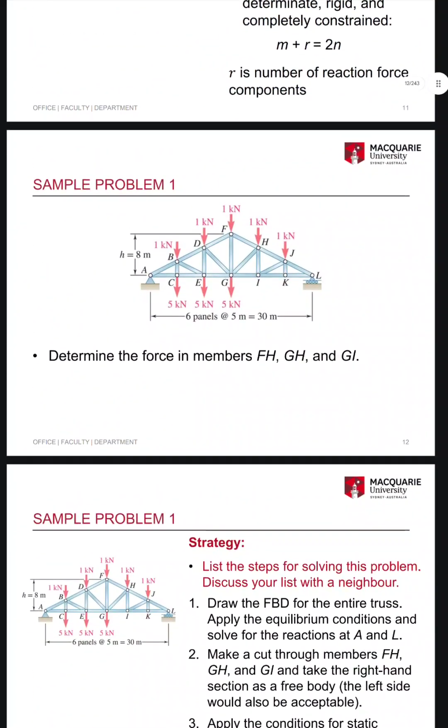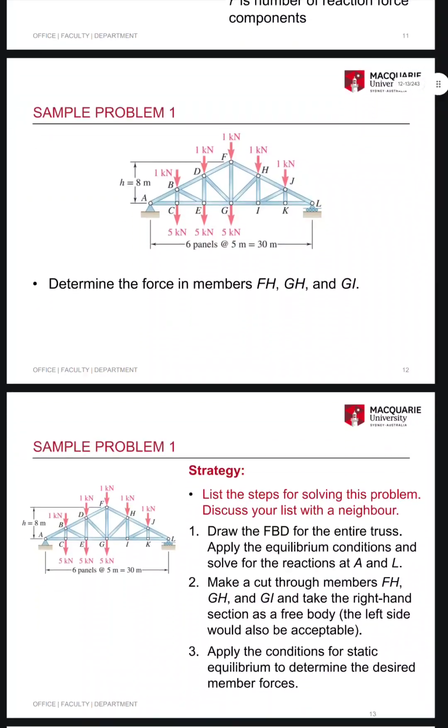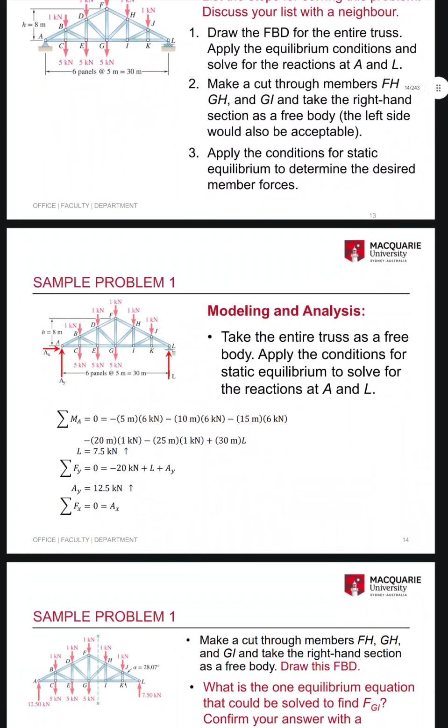Where was it shown that it's 7.5 kilonewton upwards? Just shown nowhere. L equals 7.5. Okay, so from the equation they figured out L equals 7.5 kilonewton going up. I didn't understand how it happened properly, but they figured out the solution. L equals 7.5.